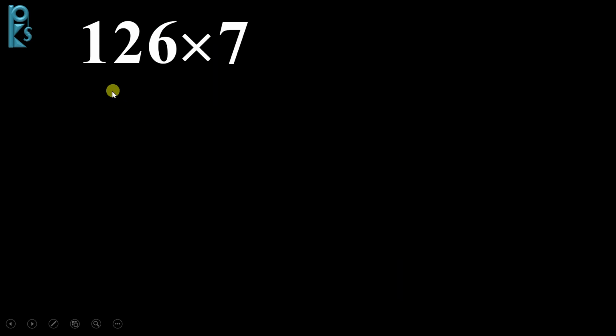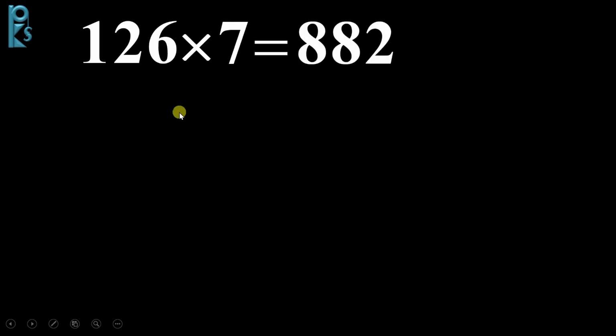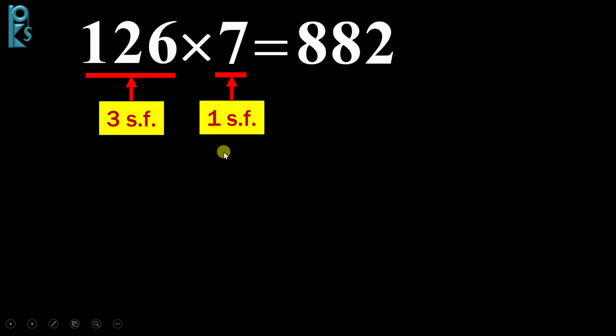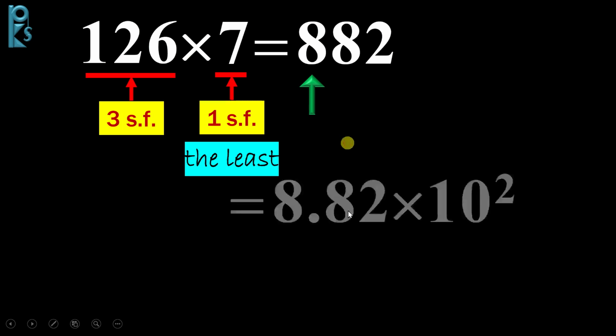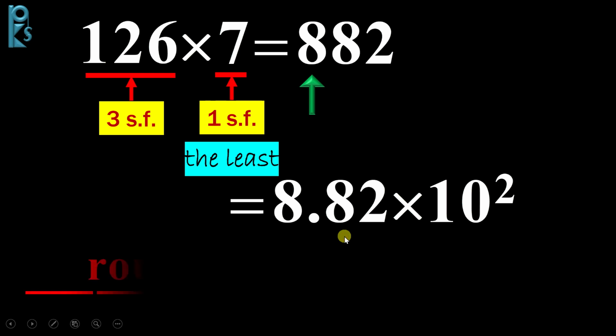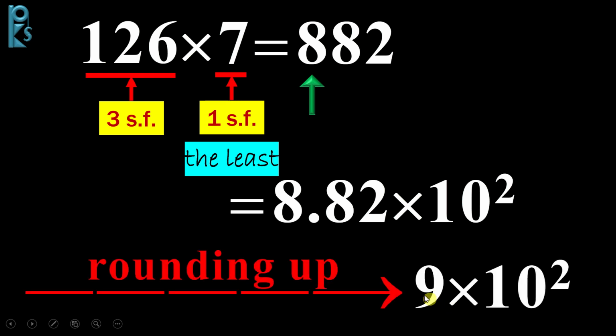The other example is 126 multiplied by 7. Mathematically, the answer is 882. But the first term has 3 significant figures. The second term has just 1 significant figure, so the answer must have just 1 significant figure. What should I do with this 8 and this 2? First, I should convert it to scientific notation: 8.82 times 10 to the 2. Then, I should apply the rounding rule. As the 8 is greater than 5, it is rounded up, and the answer will be 9 times 10 to the 2.